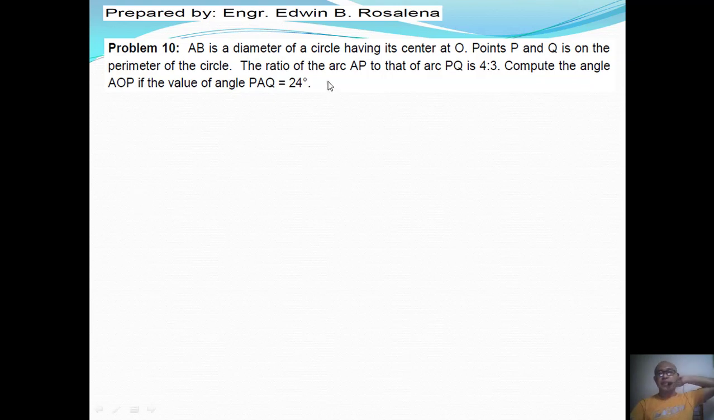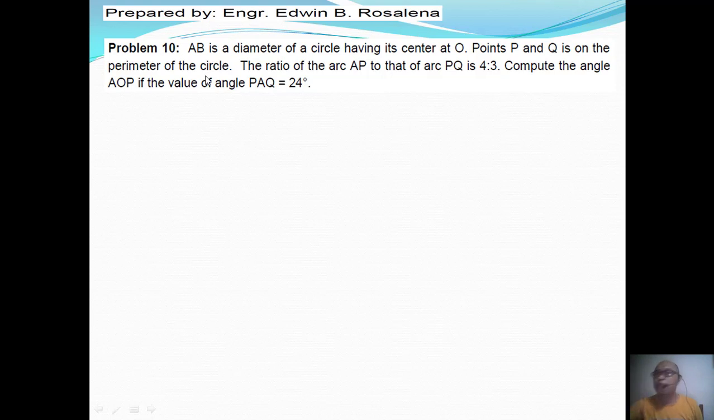AB is the diameter of a circle having its center at O. Naman, figure na naman. AB is the diameter of a circle having its center at O. Madali lang yan. Circle, then AB, diameter, center at O. Points P and Q are on the perimeter of the circle. Sige na lang, may mga mali sa mga grammar ng konti. I-correct na lang natin yan, ha? So, points P and Q are on the perimeter of the circle.